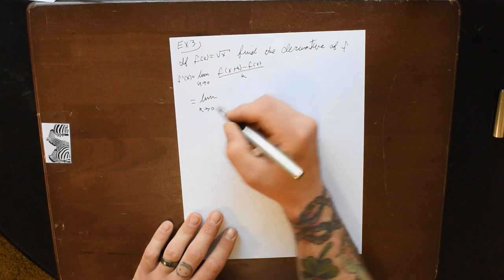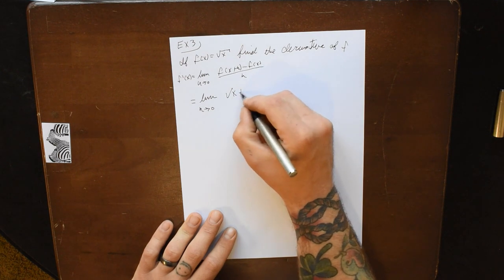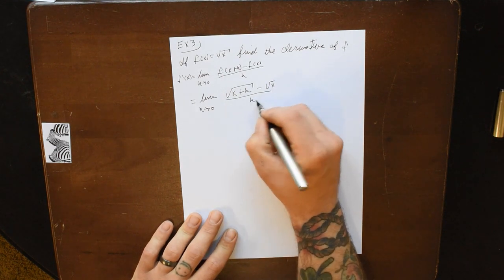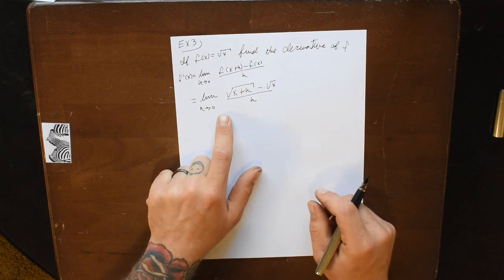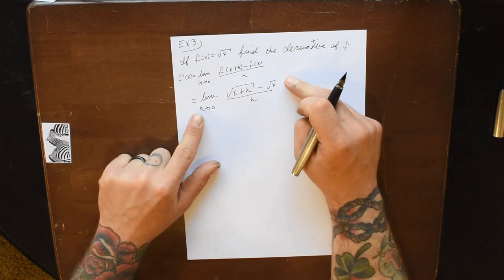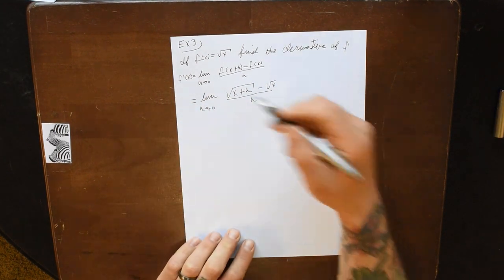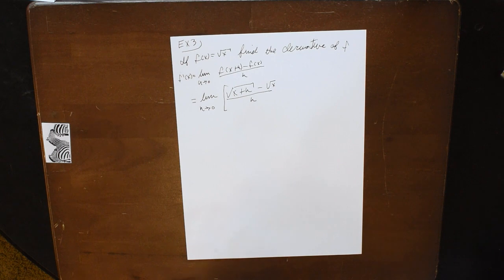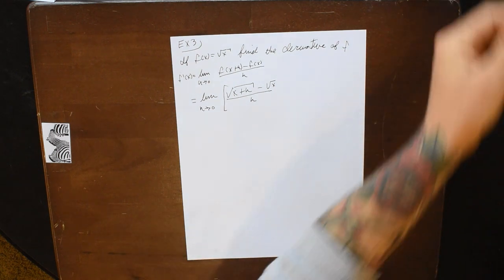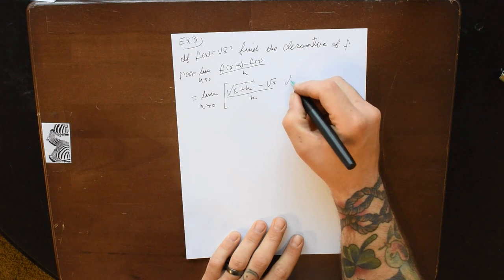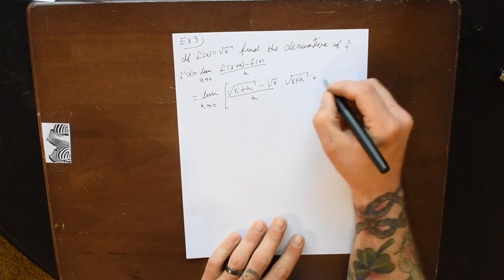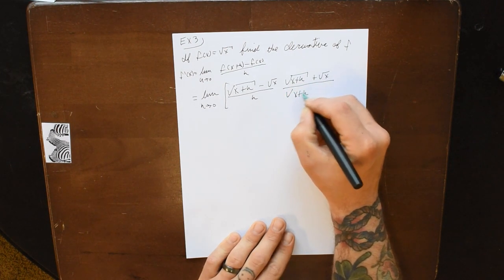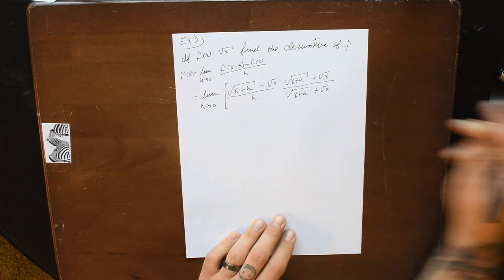Limit as h goes to 0 of the square root of x plus h minus the square root of x all over h. So, we would get a 0 over 0. We've been taking limits as h goes to 0 of square roots before. So what we're going to have to do is multiply everything top and bottom by the square root of x plus h plus the square root of x, all over the square root of x plus h plus the square root of x.